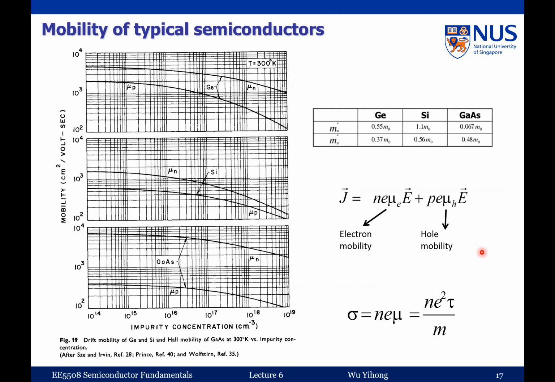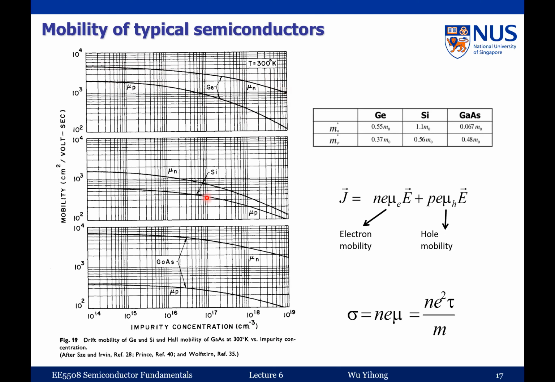Now, that's why if you look at the mobility of a typical semiconductor, we have this, which is for germanium, and this is for hole and for electron. So typically, the electron can move faster, right? Because the electron has a smaller effective mass, okay?